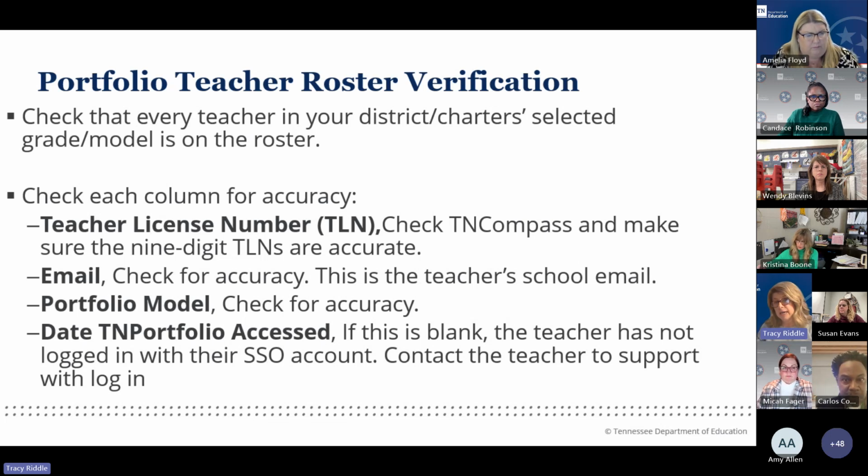You also want to check the license number. I've had a few of you reach out and ask about the leading 3 zeros being missing, and that is okay. When we upload scores to TN Compass, we do ensure that the leading zeros are there, but you do want to check that the 6 numbers following the leading 3 zeros are correct. So you want to check that license number.